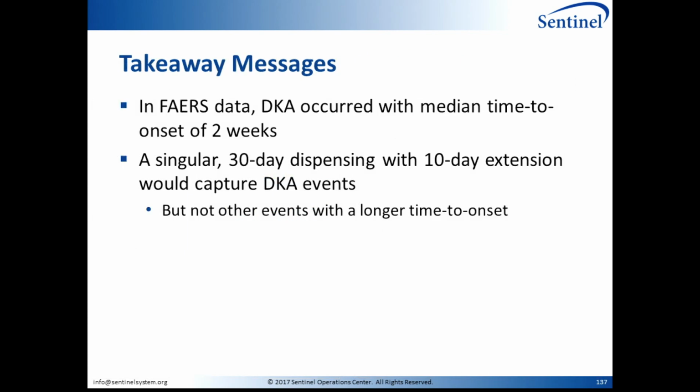So what are my take-homes from this feasibility query? Let's remember that in the FAERS data, diabetic ketoacidosis occurred with a median time to onset of 2 weeks, which means that even when I'm looking only at a singular 30-day dispensing of these new types of oral anti-diabetic medications, I can still capture that DKA event in that time period. Now, let's say the event of interest occurred 3 months or a year after the initial exposure. I'm kind of out of luck in these data. I need to go find another data source, because these data aren't going to do it for me.